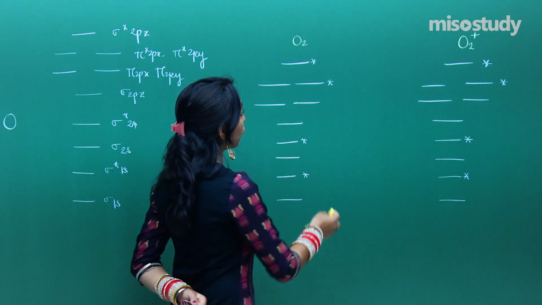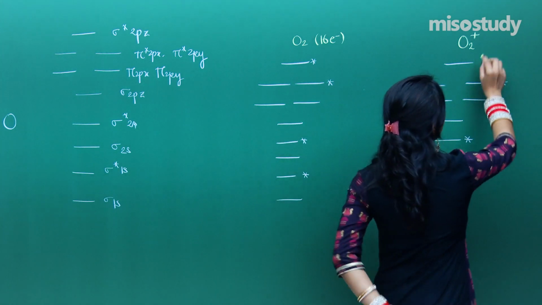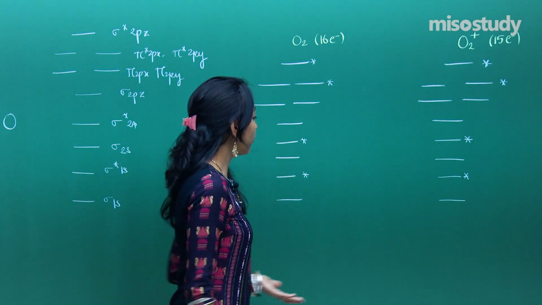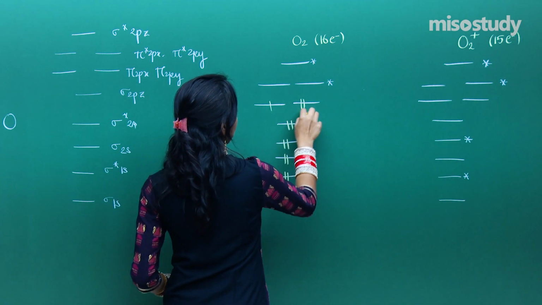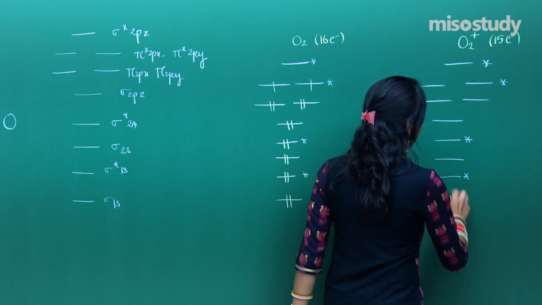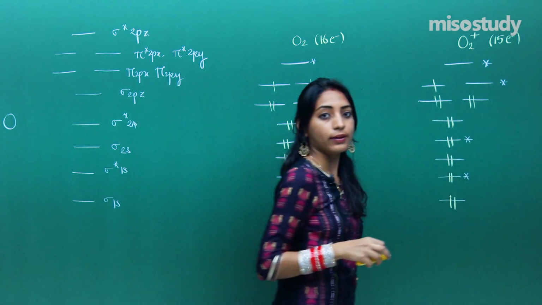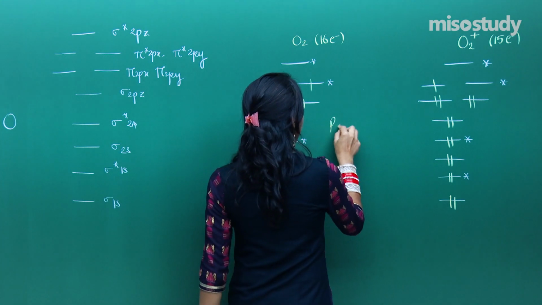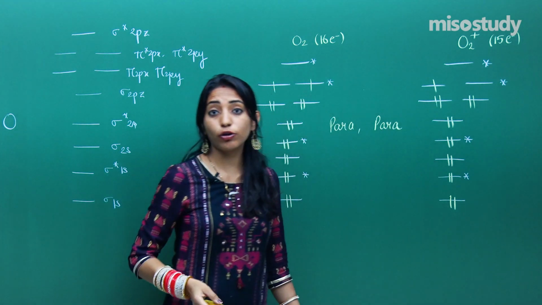Oxygen will have a total of 16 electrons and O2 positive will have 16 minus 1, that means 15 electrons. So now let's start filling the electrons. 1, 2, 3, 4, 5, 6, 7, 8, 9, 10, 11, 12, 13, 14, 15, 16. Now let's fill 15: 1, 2, 3, 4, 5, 6, 7, 8, 9, 10, 11, 12, 13, 14, 15. Now let's see, both of them are paramagnetic. So this is also para, this is also para. Now let's look into the options.